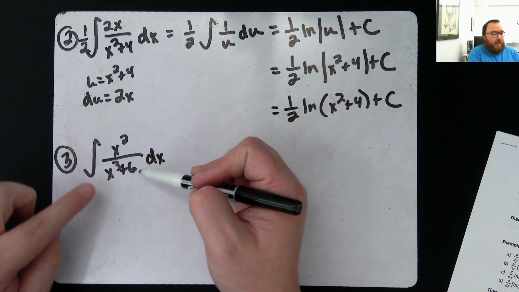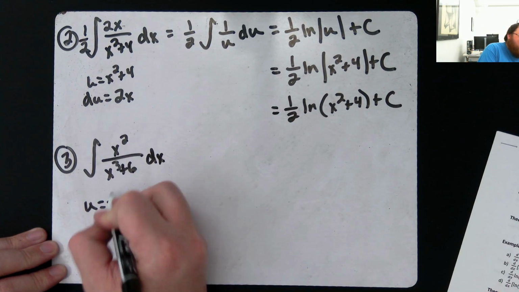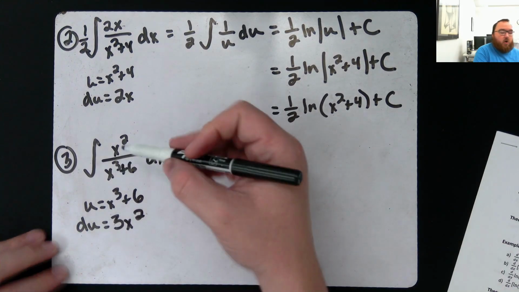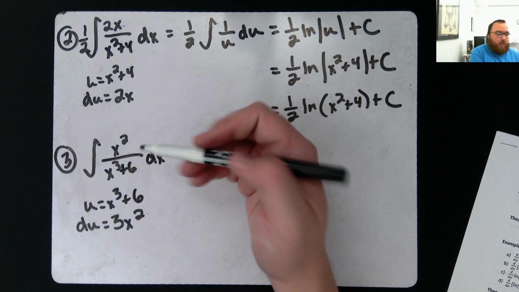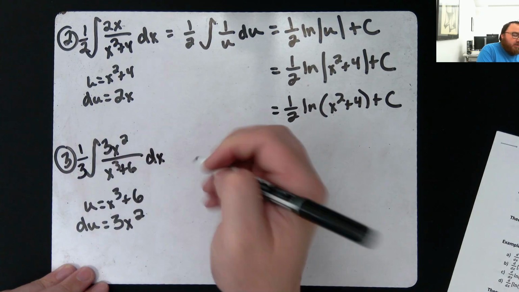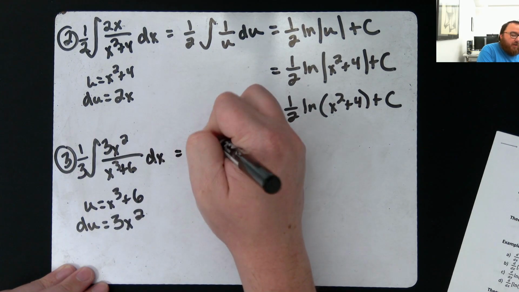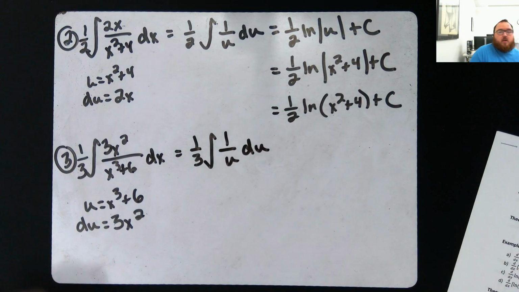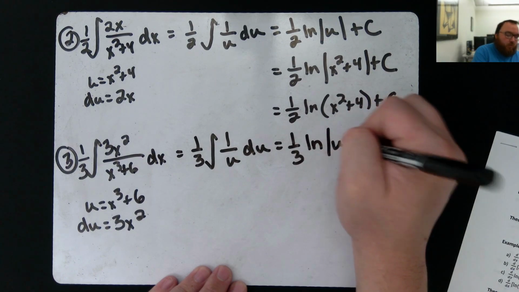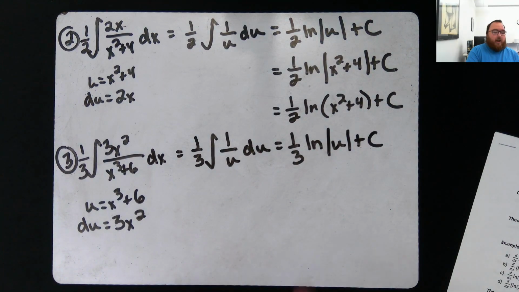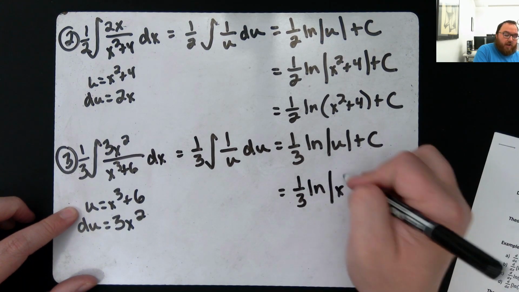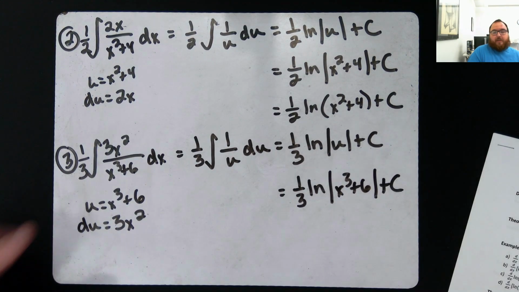I know that because down here, if I let u be equal to x cubed plus 6, the derivative of that would be 3x squared, and I already have x squared. So all I need is a 3. I can put a 3 as long as I put a 1/3 out front. So this becomes 1/3 integral 1 over u du, which is really nice because we know that's just going to be 1/3 natural log absolute value of u plus c. And u we said was x cubed plus 6. So 1/3 natural log absolute value x cubed plus 6 plus c.